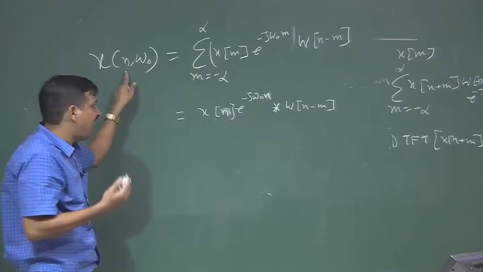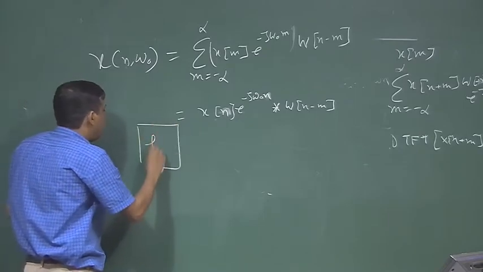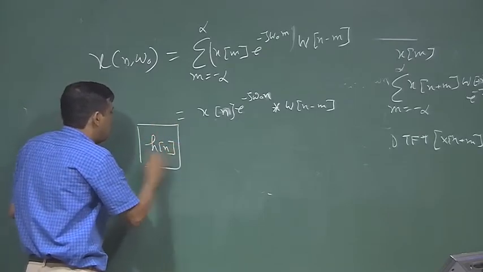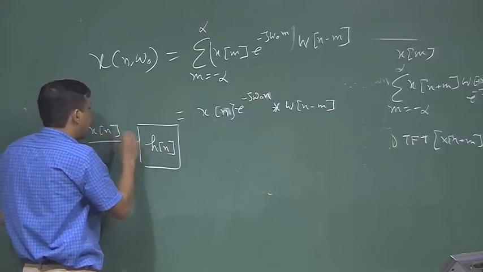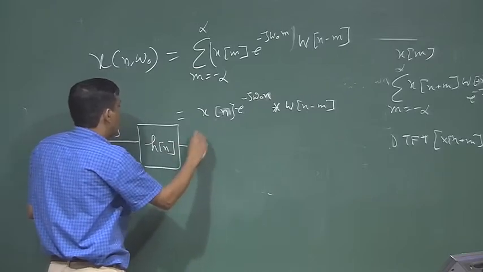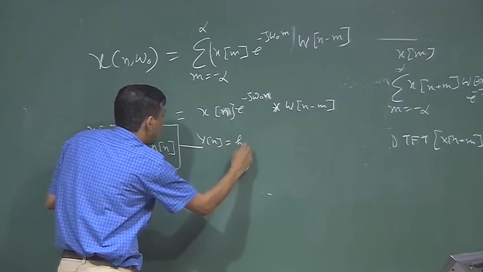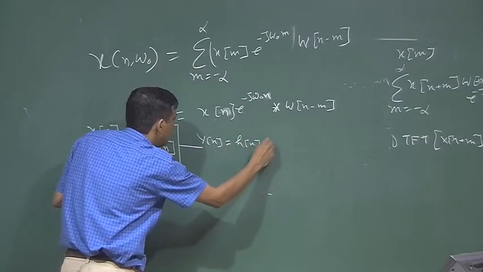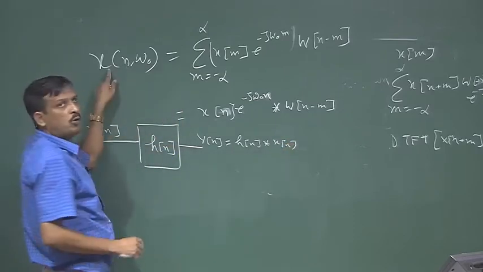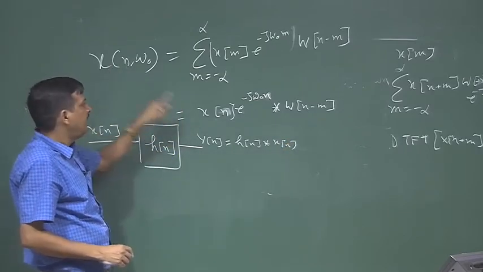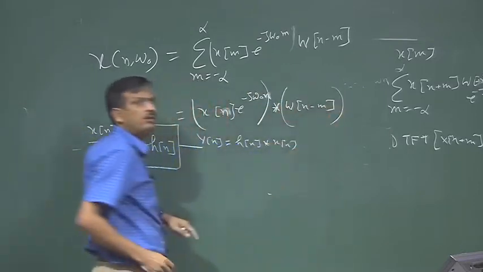Now, what is the meaning of that? What is convolution? If I have a system, h of n is the system impulse response, and I have a signal x of n, if I pass x of n through h of n, what is the output? y of n is nothing but the convolution of h of n with the input signal x of n. So, my output frequency response is nothing but the convolution of this term with the window function.